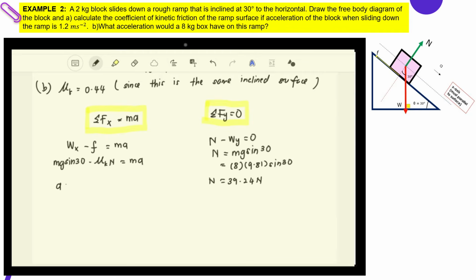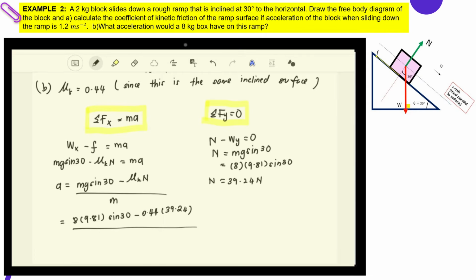So now we want to find a. We rearrange the equation. We have a equal to mg sin 30 minus mu k n, over m. And mass now is 8: 9.81 sin 30 minus mu k, which is 0.44, times n, and the mass is 8 kg. Therefore, the acceleration is equal to 2.75. Okay, so the answer is 2.75.